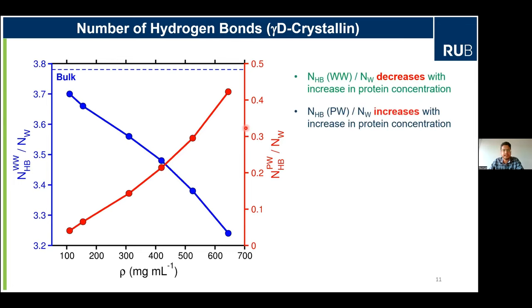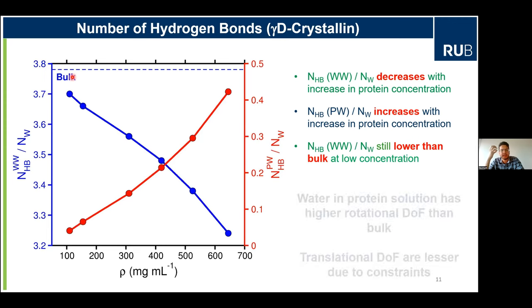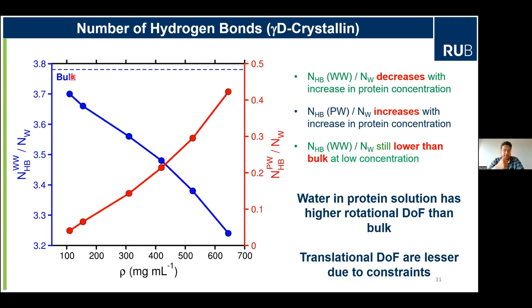But still, at these lower concentrations, the value does not reach the bulk value, which means that, in principle, the total number of hydrogen bonds that the water molecules have on average is still lower than the bulk value. So they are not as bound as the bulk and they have greater rotational degrees of freedom. This gives them a higher rotational entropy as compared to the bulk. But because of the presence of the protein and the constraints thereof, the translational degrees of freedom cannot be higher than that of the bulk. That's why the translational entropy is lower than bulk.